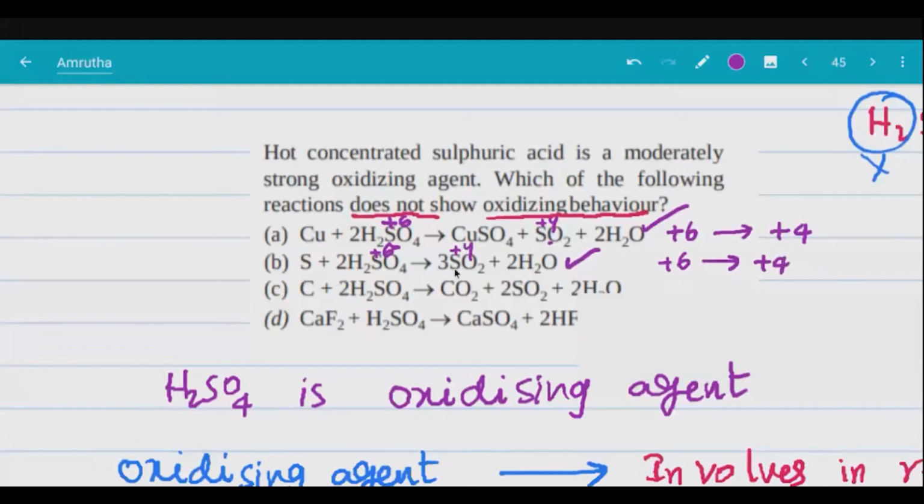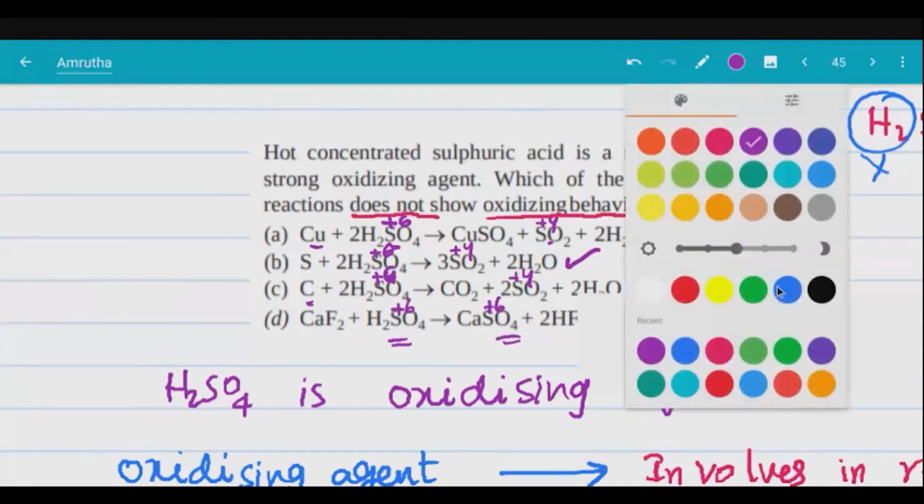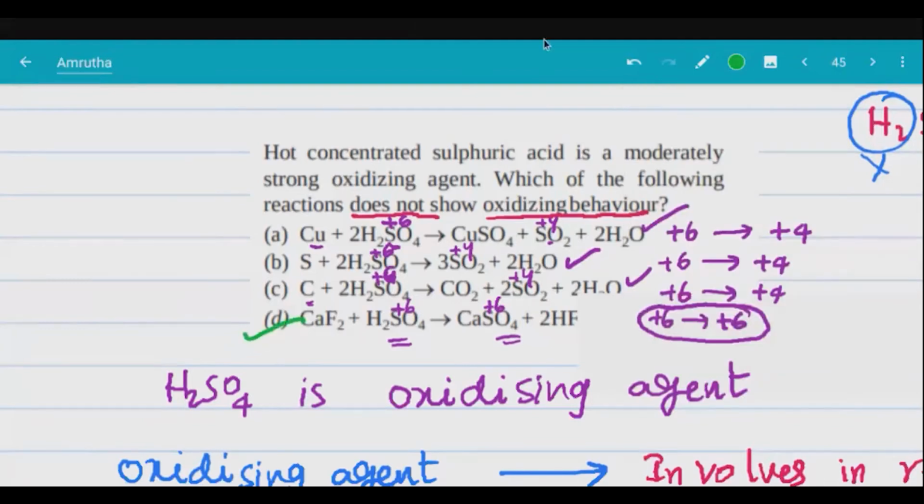See, it is oxidizing sulfur. It is oxidizing copper. Now see this, same plus 6 to plus 4. Yes, here also it is oxidizing agent. Now see this one. There is no sulfur dioxide. So plus 6 here, again plus 6. So plus 6 to plus 6. So this is not showing oxidizing behavior. So option D. Getting the point, right? Sulfur oxidation number is not changing. So H2SO4 is not oxidizing agent in this.